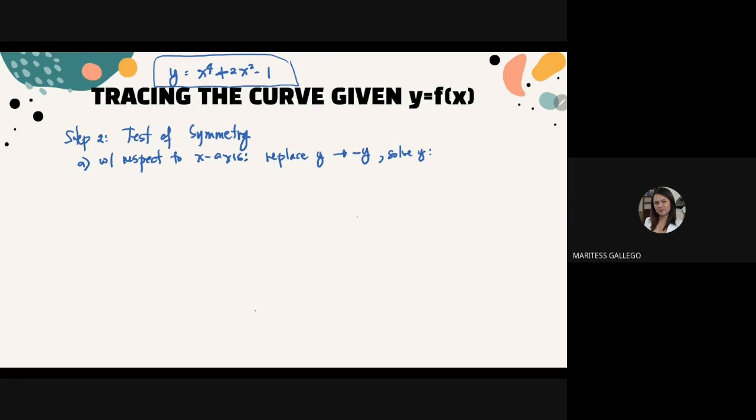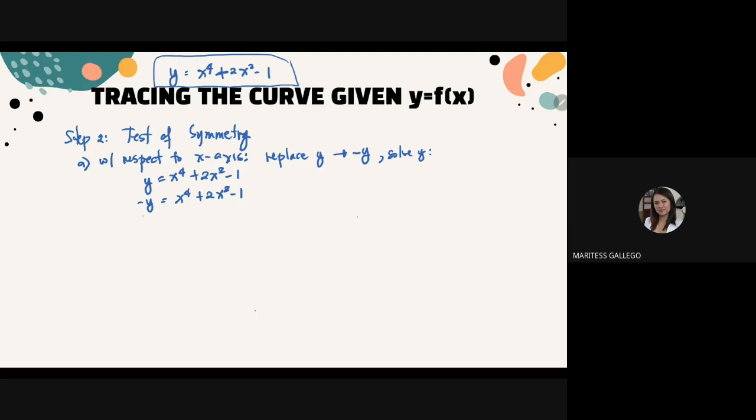Pero pag sinolve mo si y at bumalik ka doon sa original function, then it is symmetric with respect to x-axis. So, sisimplify na natin. Okay, so we know that your y is equal to x raised to 4. Ito yung original na function natin. Papalitan natin si y ngayon ng negative y. And let us now try to solve again y.